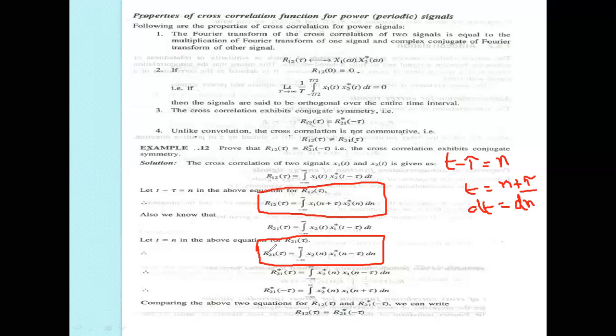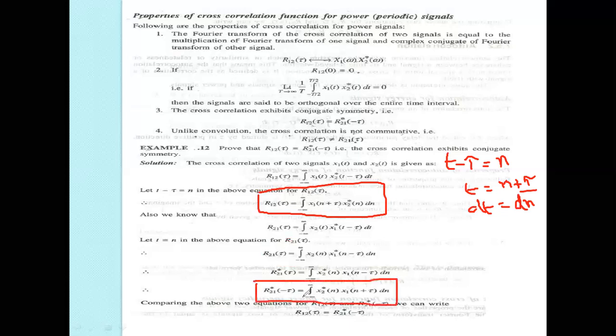Now I am taking the conjugate of R21, not R12. R21 star of tau is equal to the integral of x2 star of n, and x1 star is already there, so star of star, conjugate and conjugate, you will get the real term, x1 of n minus tau dn. Okay, my dear friends. Now change tau as minus tau. R21 star of minus tau is the integral from minus infinity to infinity of x2 star of n, x1 of n plus tau, since minus of minus is plus, students. So now you can observe the two equations here.